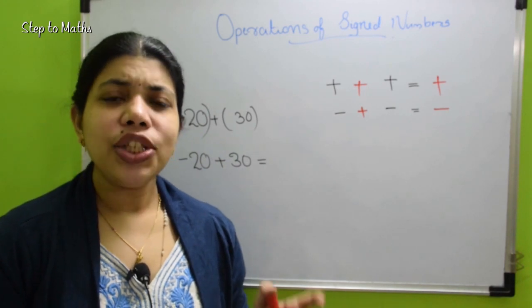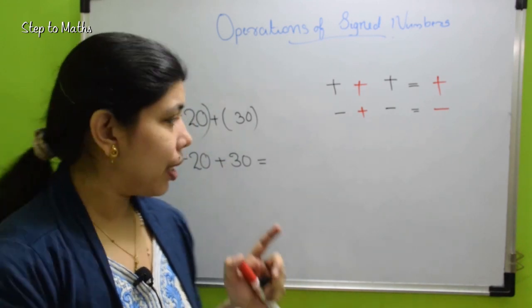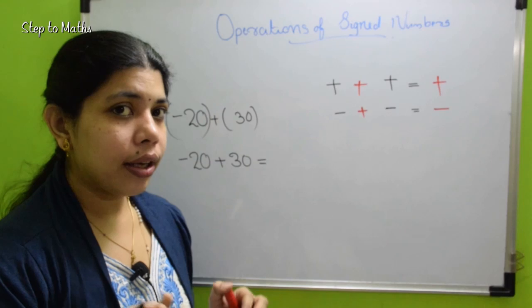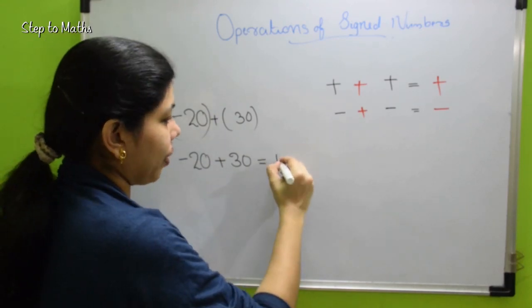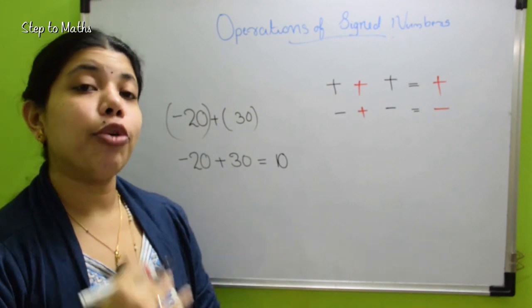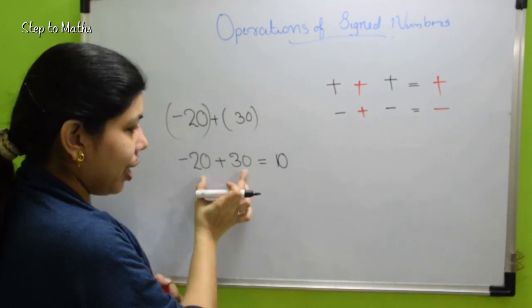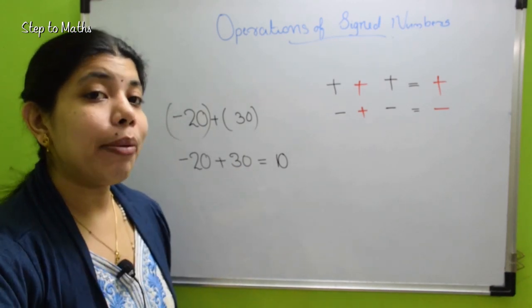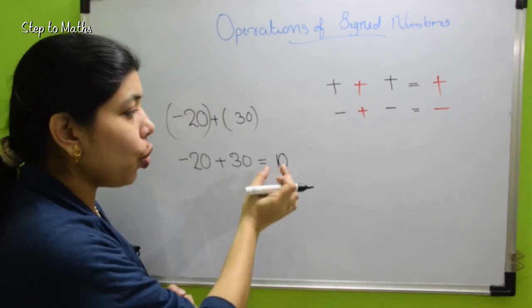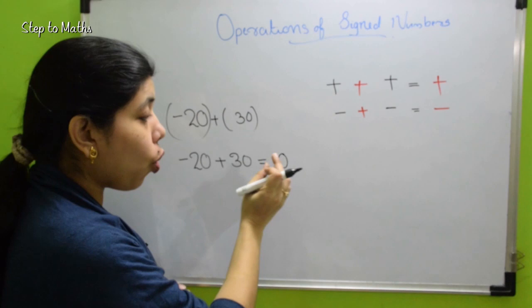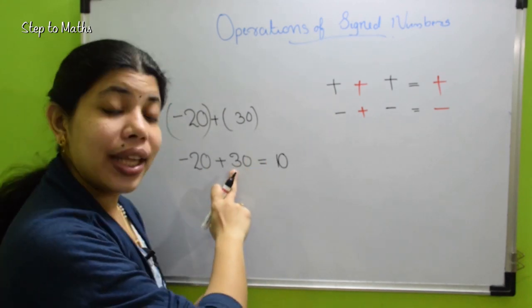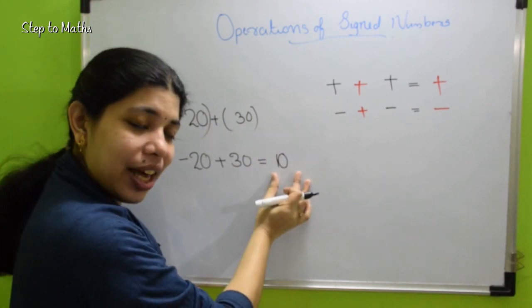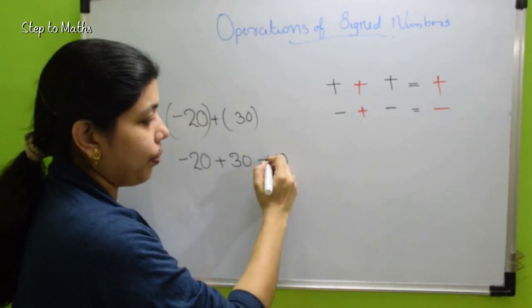It's very simple. Just find the difference between the two numbers. 30 minus 20, what is 30 minus 20? The difference is 10. And what about the sign? Here the two numbers are 20 and 30. And which number is the bigger number? 30. So the sign of the sum is the sign of the larger number. So here the answer is 10, positive 10.